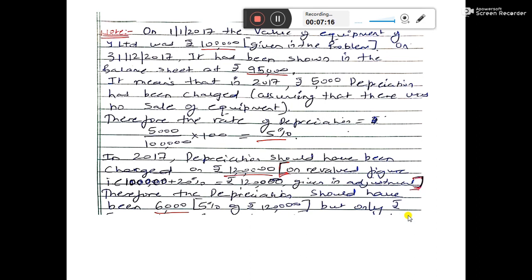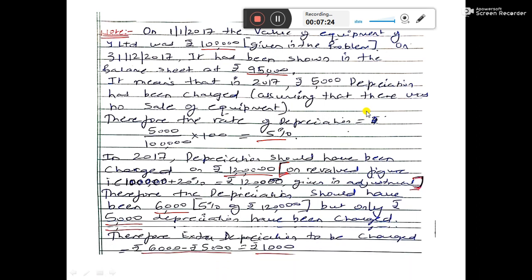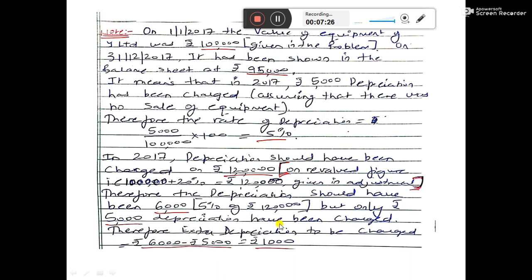Yes, but already we have deducted 5,000 from the asset, right? As depreciation. So how much depreciation is left? 1,000 depreciation is still left to be charged. So from this we are getting that the revaluation profit is 20,000. Depreciation adjustment of 1,000 has to be given effect.